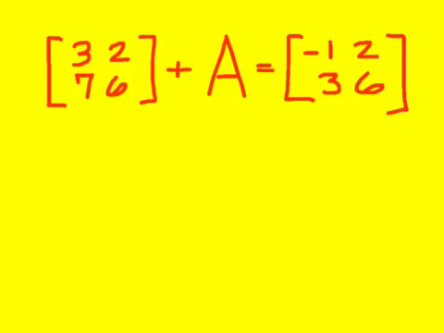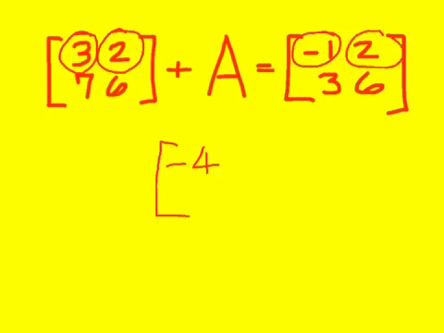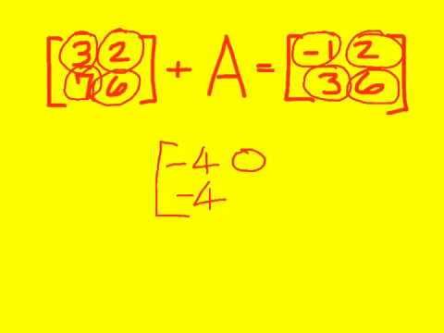So individually you would have to go through and figure out this plus what number would give me a negative 1. And that would be a negative 4. And then this plus what number would give me this? That would be 0. This number plus a number gives me 3. That would be negative 4. And then this number plus something would give me this number. That would be 0. And that is your final answer.